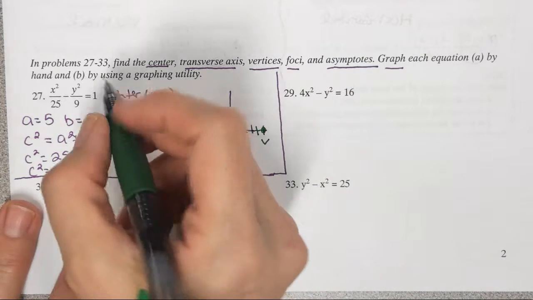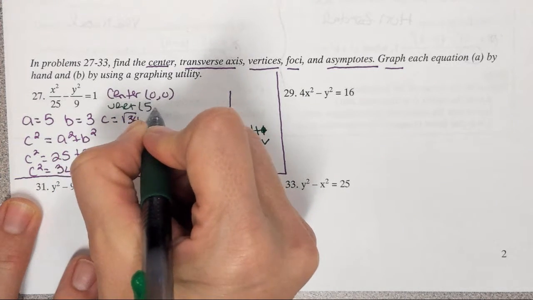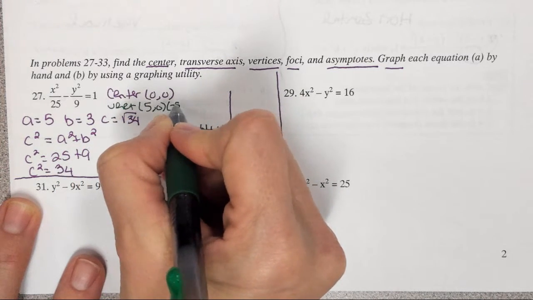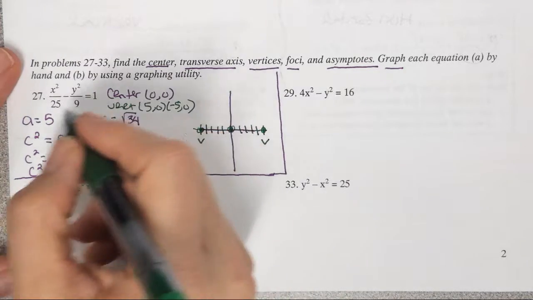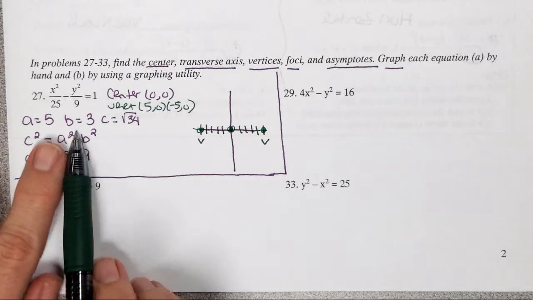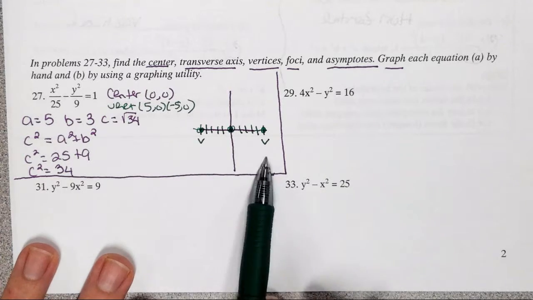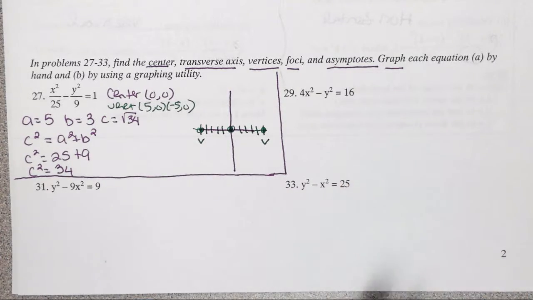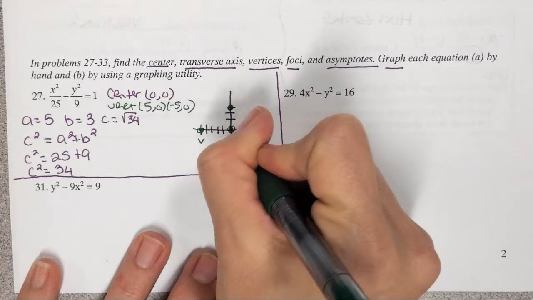They asked me in this problem to label my vertices, so I can go ahead and do that. 5, 0 and negative 5, 0. Okay. They give me my B. Does the B go in the same direction as the A's? No. So if I went left and right for the vertices with my A's, how am I going to go with the B's? Up and down. So 1, 2, 3. 1, 2, 3.